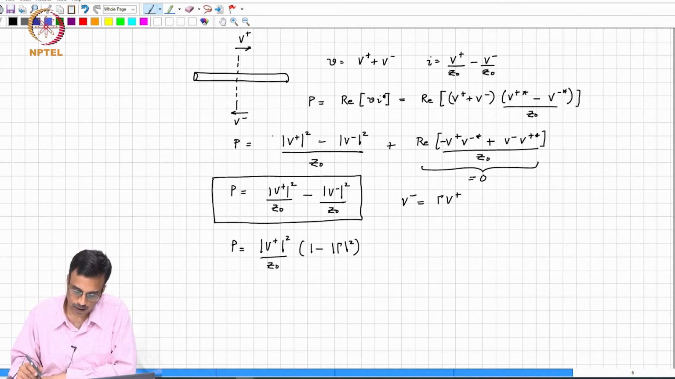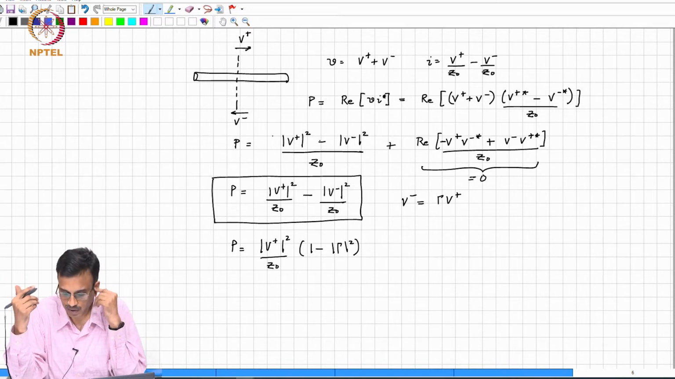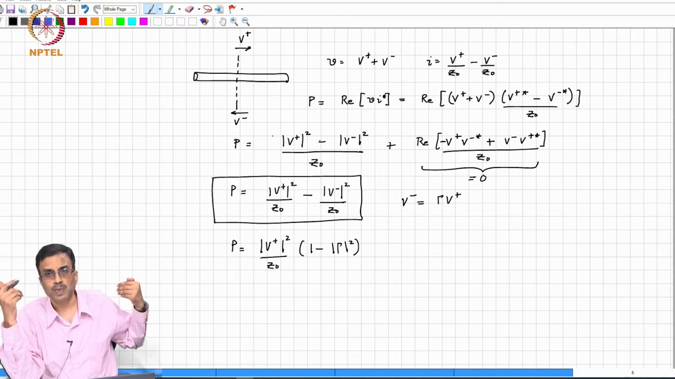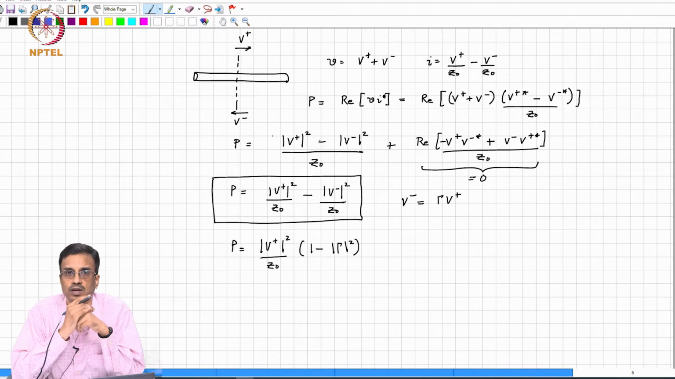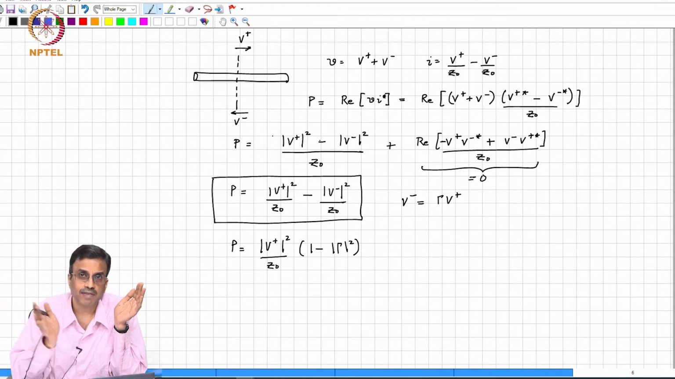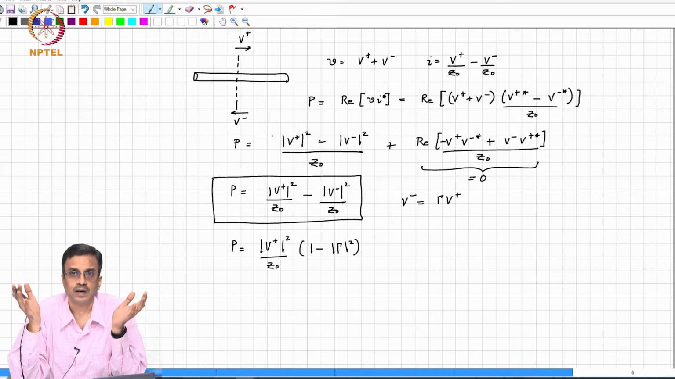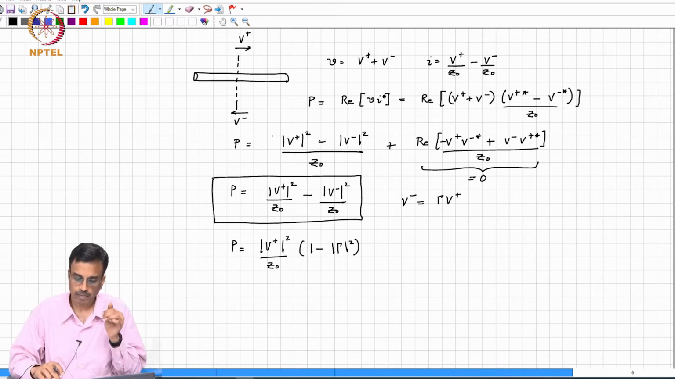Okay, and so this is the reflection coefficient, and this 1 minus gamma square is basically telling us that of the power that's being pumped into the load, a fraction gamma square is getting reflected back, and the net power being dissipated in the load is the incident power times 1 minus mod gamma square. All right.